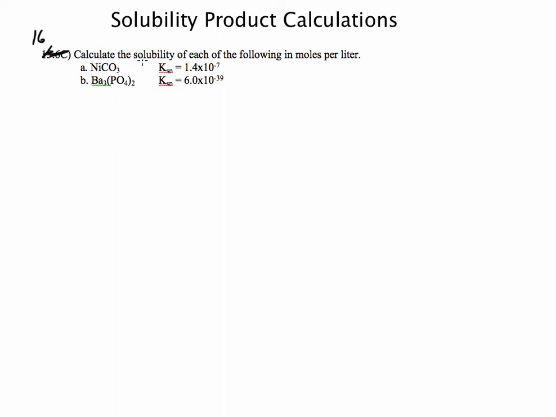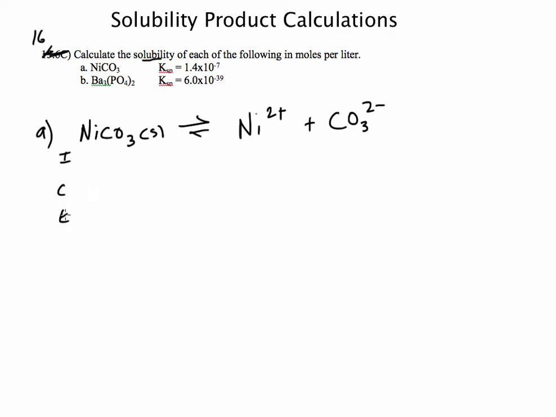Anyway, calculate the solubility of each of the following in moles per liter. Ksp is not solubility, it's the solubility product. So we're going to start with A, and look at the dissociation reaction, which is the breaking down of the solid into its ions. What we end up with is nickel 2 plus and carbonate 2 minus ions in solution. We're going to use the ICE table here.